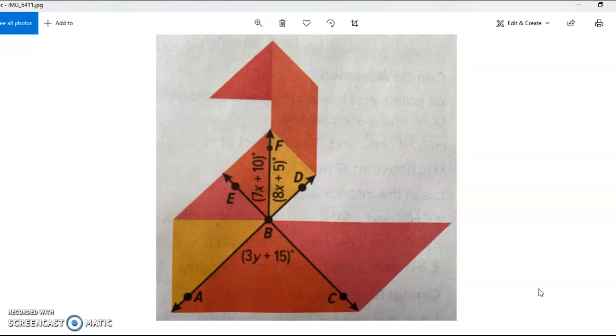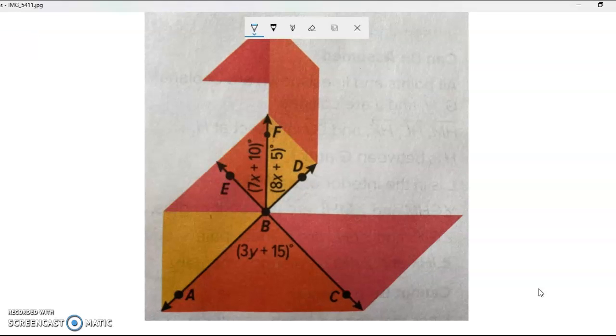So we're going to solve the variables using the concept of perpendicularity. Perpendicular means that the angle that is formed is 90 degrees. In this case, class, we know that line AD is perpendicular to line EC. Since they are perpendicular, then we know that this angle is 90 degrees. This angle is also 90 degrees.